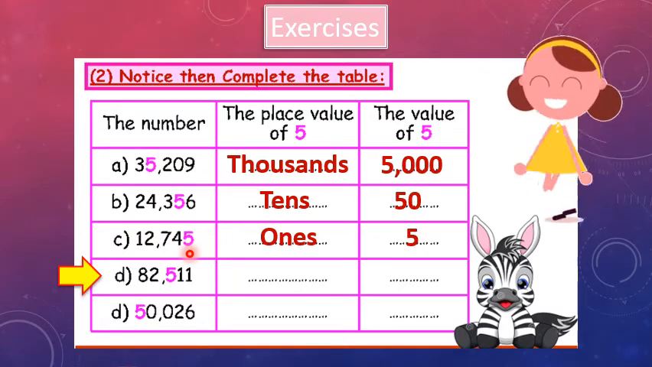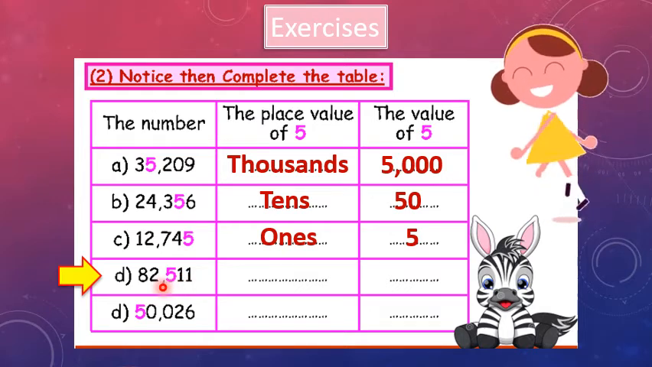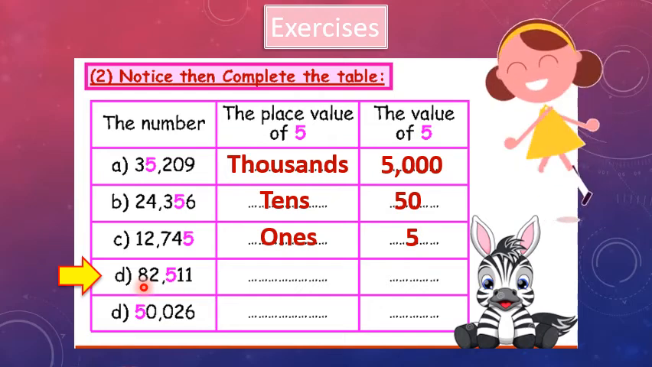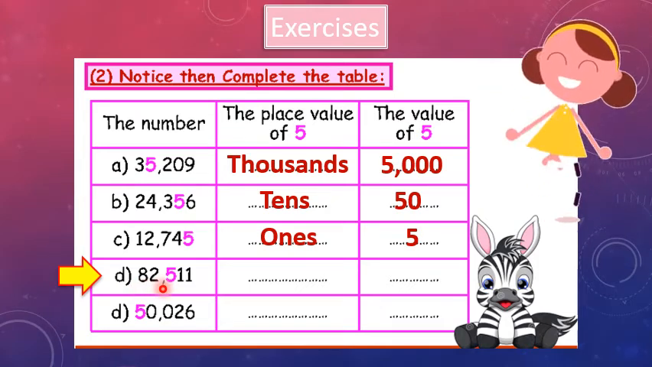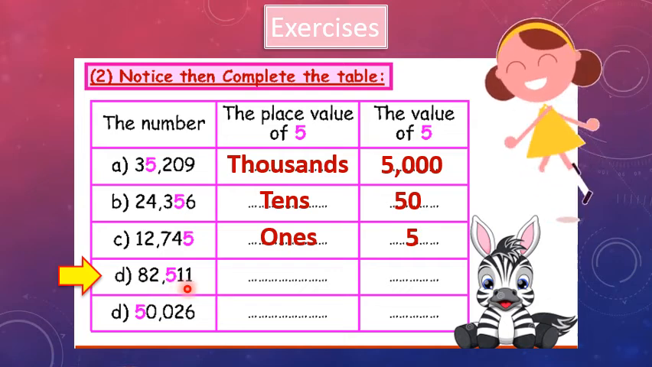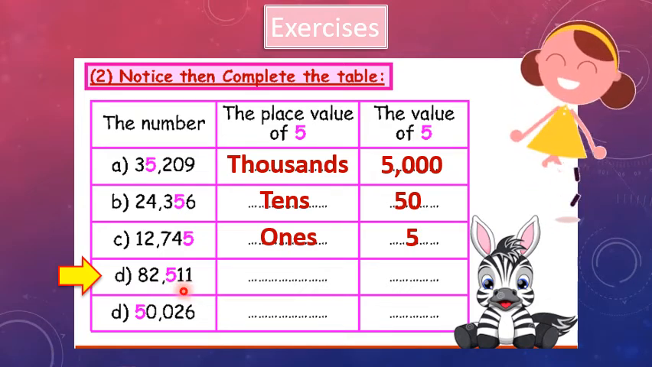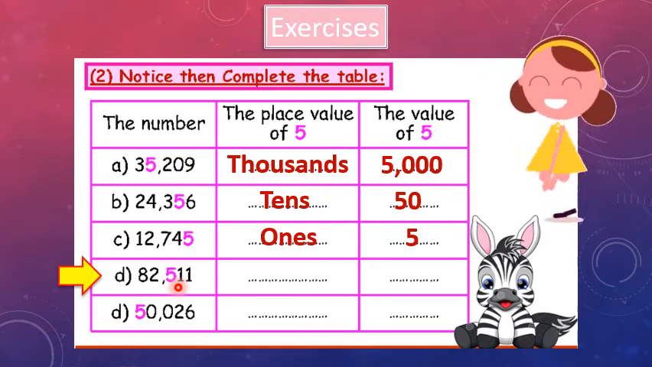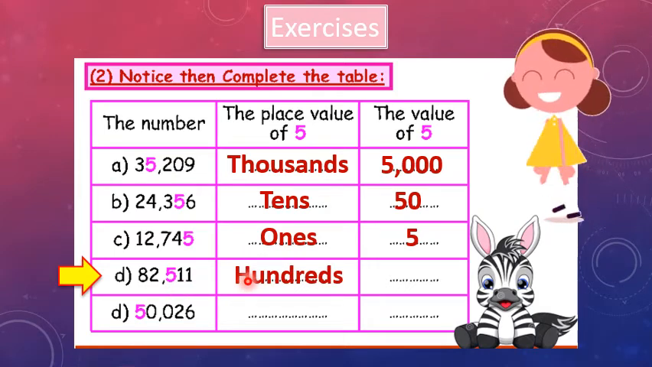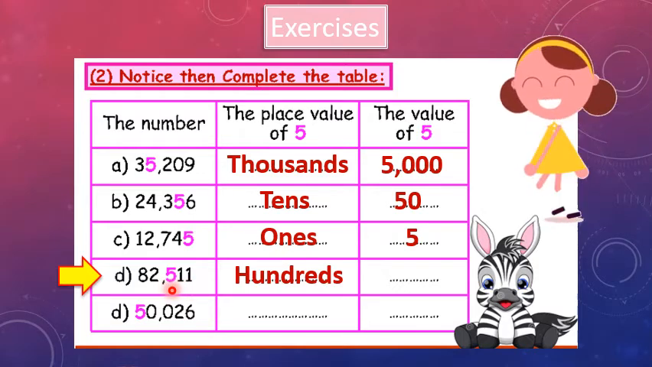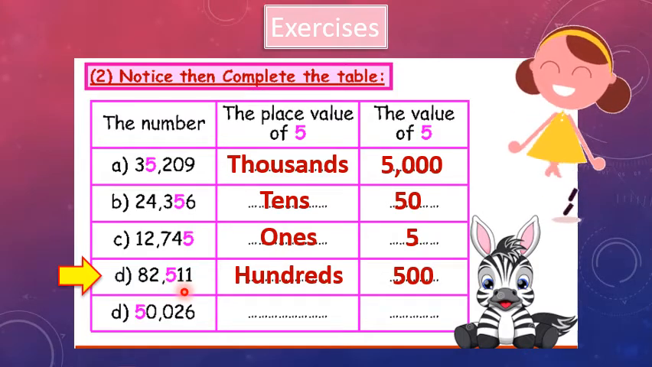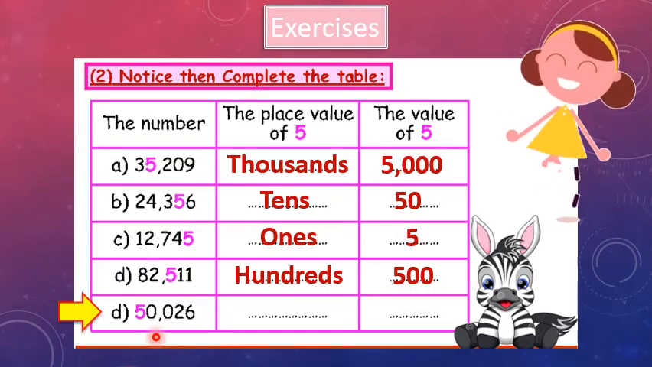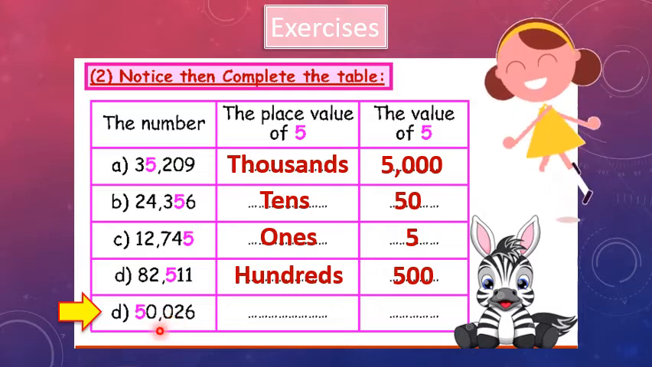Next one. Ones, tens, hundreds, and put our comma, which is called a thousand. Then read the number to the left of this comma, which is called 82,511. Then search for 5 in this number. It will be 5 here in the 500s, in the hundreds place. Then write down here hundreds, and its value will have 2 zeros beside 5. It will be 500.